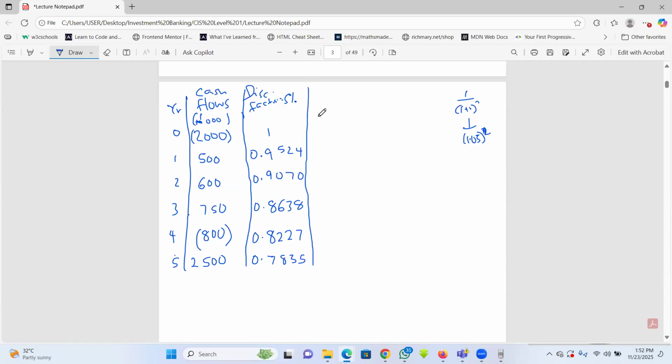So what we need to do is to find the present value of these sums. So how do we do that? Simply multiply your cash flows by the discount factor, and then this will give you a negative 2,000 still. All right, so let's begin to multiply and give me your values.